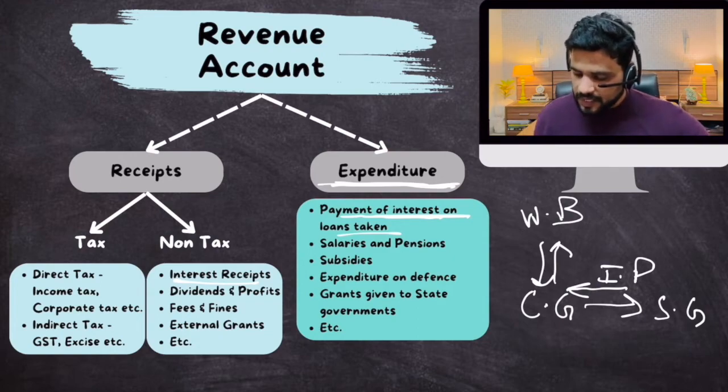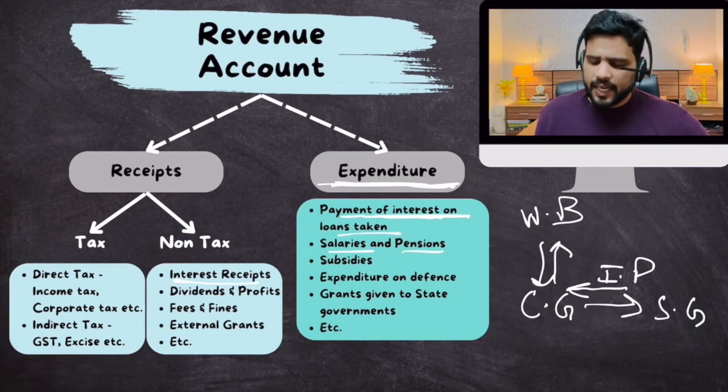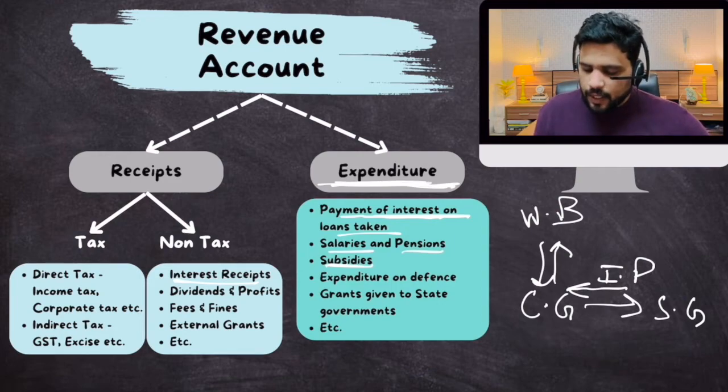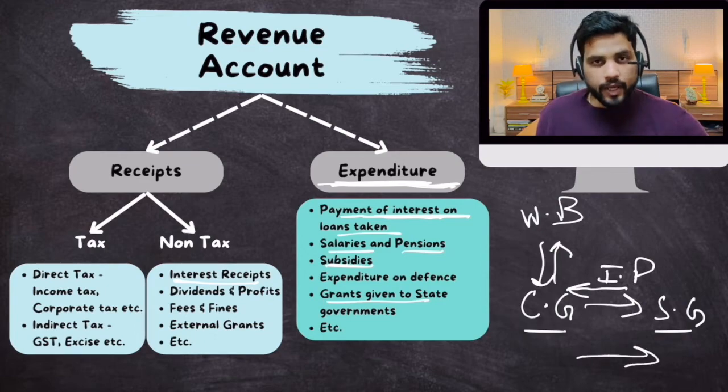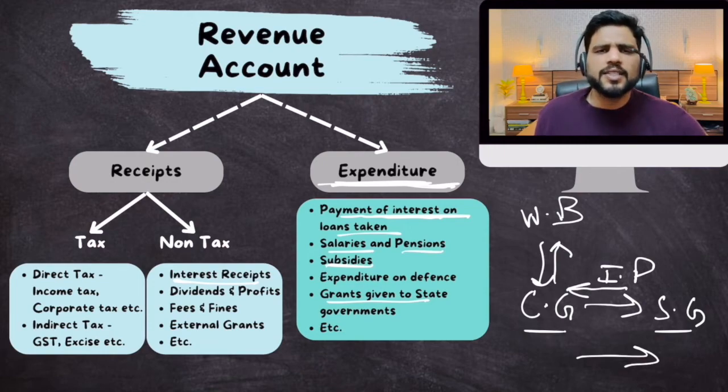All right. Then salaries and pensions to the government employees, that is also revenue expenditure. Then government also provides some subsidies, that is also revenue expenditure. Then grants given to state governments. Sometimes the central government does not give a loan to a state government; sometimes it gives a grant. Remember, a loan given to a state government won't be in revenue expenditure. But grants, because grants are one-time payments, you don't have to get them back.